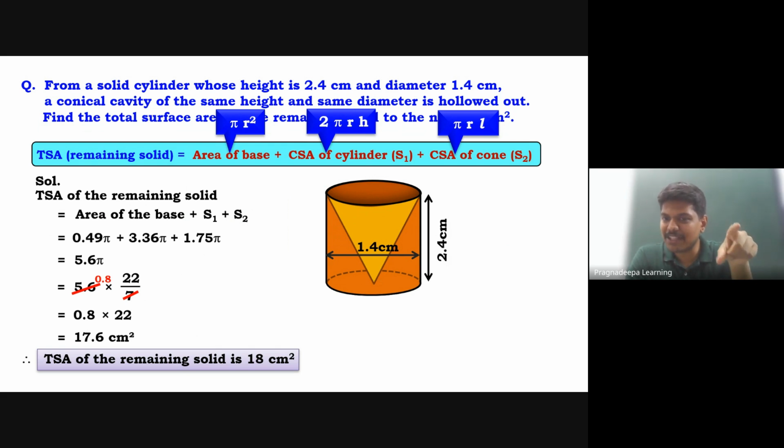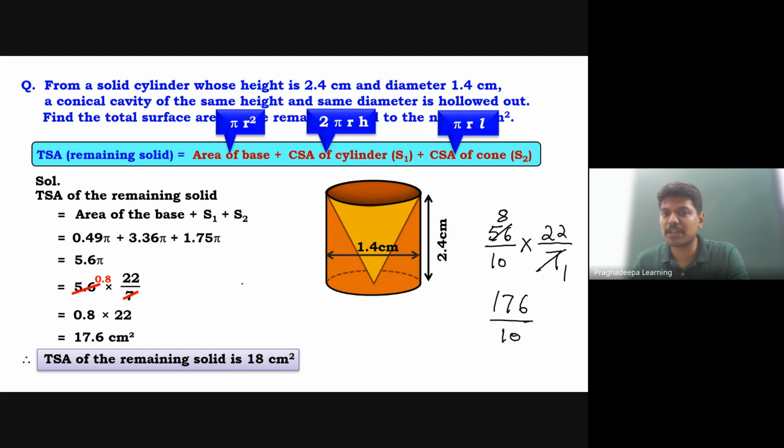There is no need to cancel 7 and 0.8 like this. I'm telling you this is one of the ways, that's all, but this is not the only way. 5.6 can be written as 56 by 10, right? And it's 22 by 7. Now I guess you can still easily simplify 7. How many are 56? 7 times 8. Now what is 22 times 8? 176 by 10. What is 176 by 10? Which is 17.6 naturally. Is that clear?